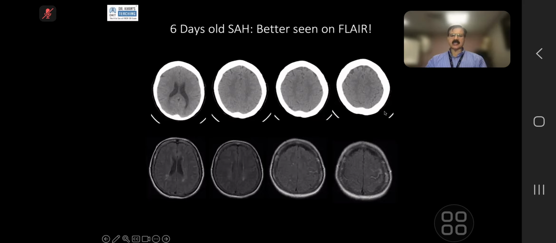And see the CT scan done on the same day. You will agree that you don't see anything on the CT scan, but on this FLAIR, you can see this high signal. This is what we are talking about.